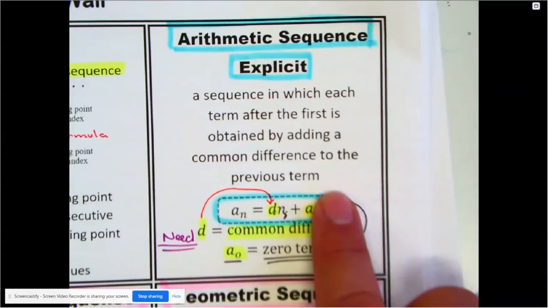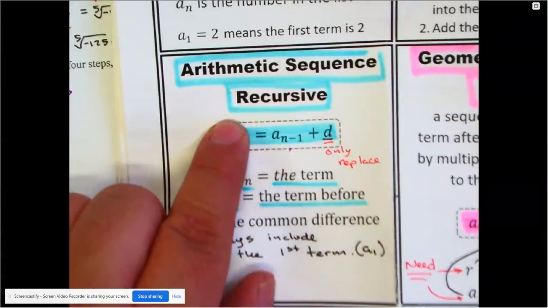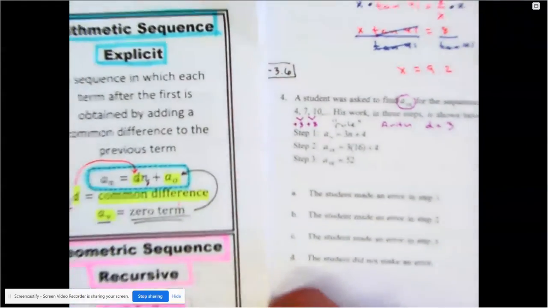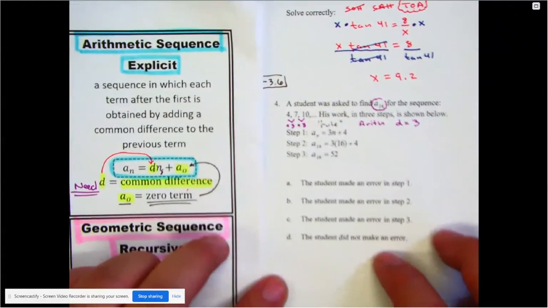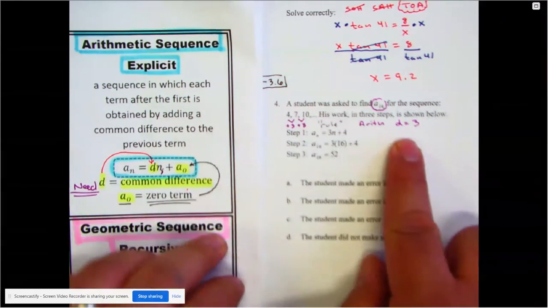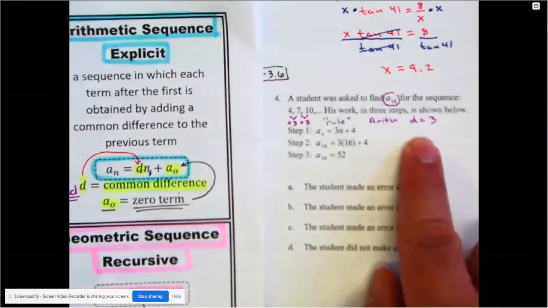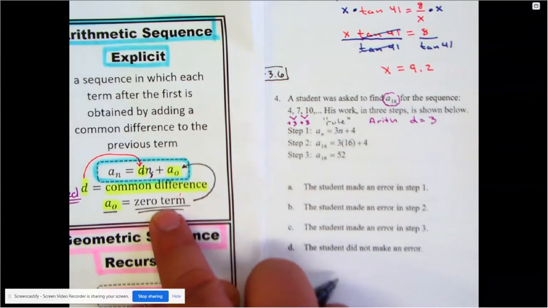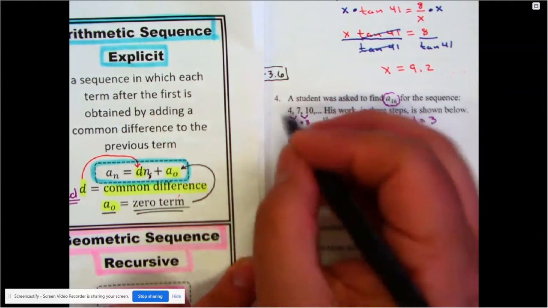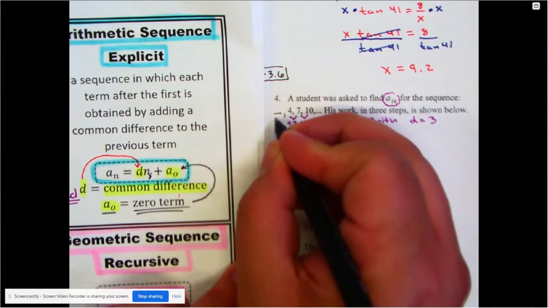So when we're looking here, right, we have explicit arithmetic and we have recursive arithmetic. They never said the word recursive. Then this is the formula that I'm going to be applying for this problem. And when I'm applying this formula, it says you need to know your common difference. All right, I have that already. But the other thing they're asking for is they said you better have your zero term. Well, your zero term is the one that happened before the number 4, because that's your a sub 1.